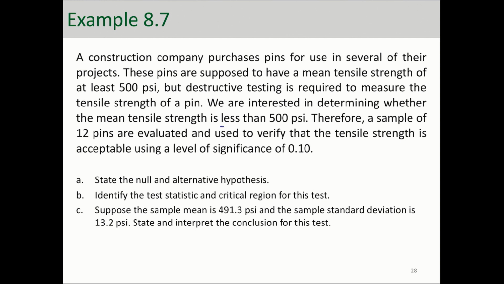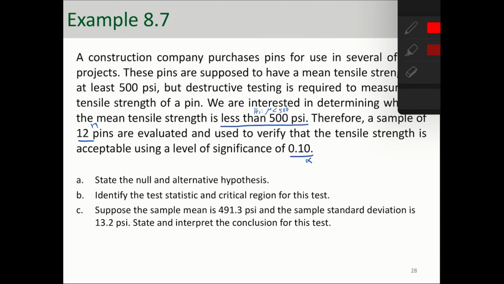So again, right here is giving you that your alternative hypothesis is mu less than 500 psi. And that's a one-sided test. Therefore, a sample of 12 pins are evaluated, so that's your n, and used to verify that the tensile strength is acceptable using a level of significance of 0.1, and that is alpha.